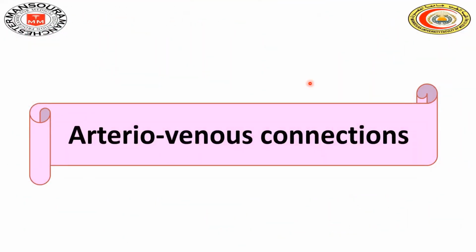The third component of our lecture today will be the AV connection, or the third type of vessels. We mentioned the arteries and the veins with their different sizes. The last component of the blood vessels is the AV connection, what we call arteriovenous connections.